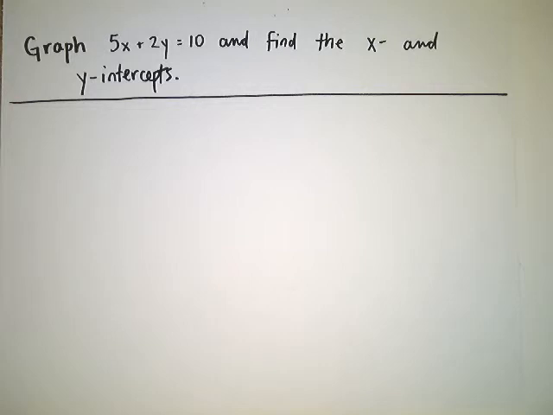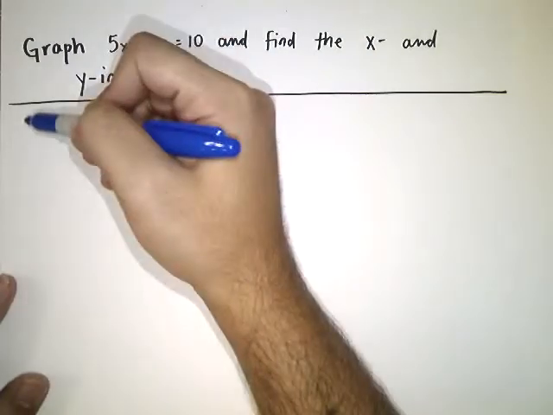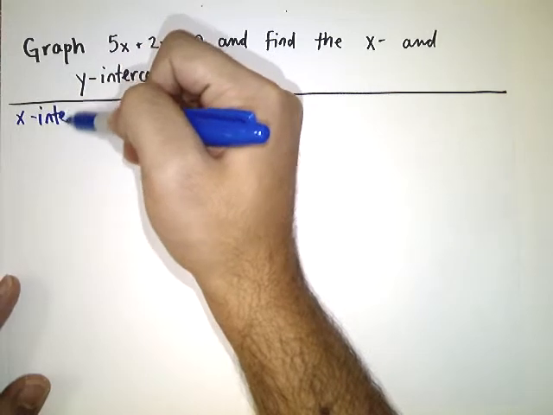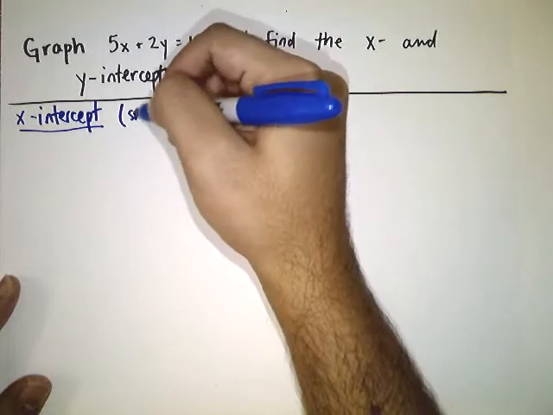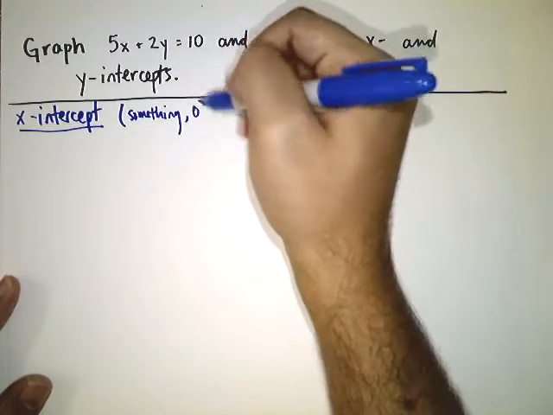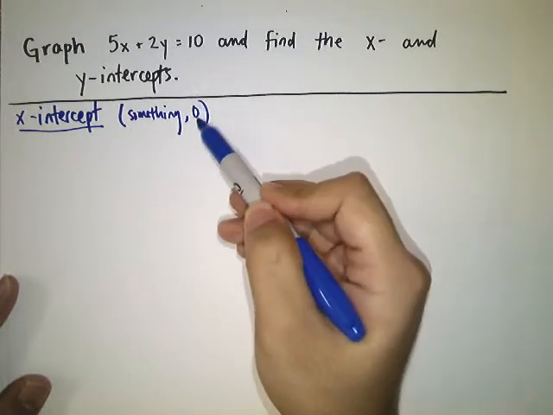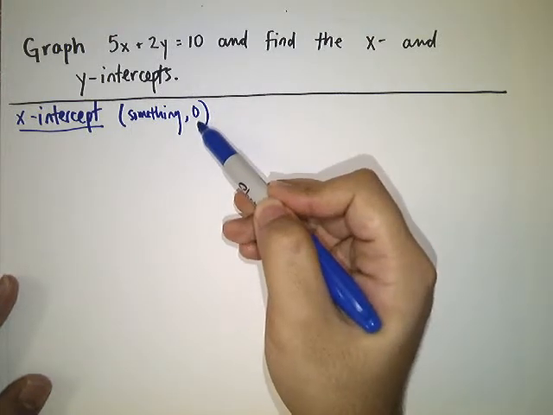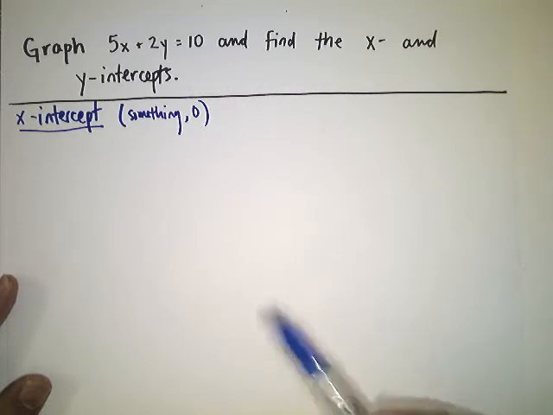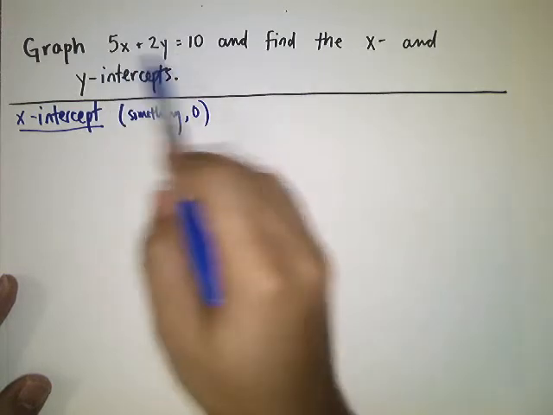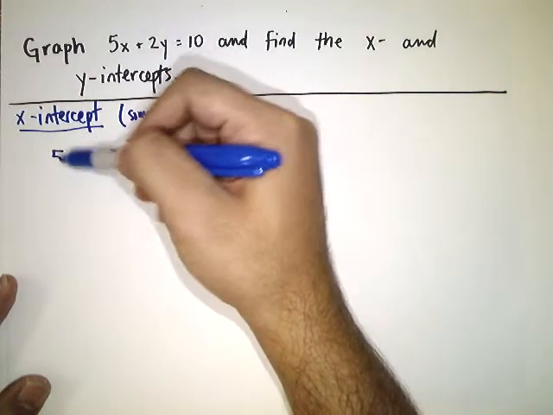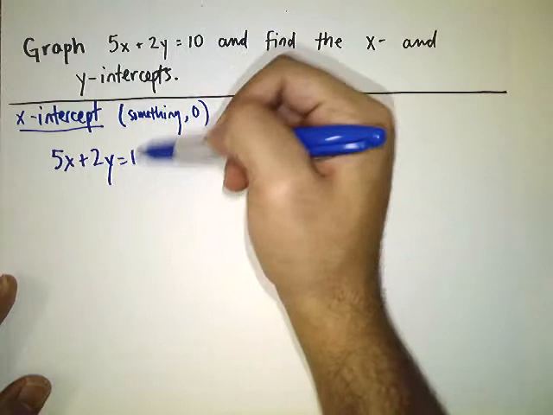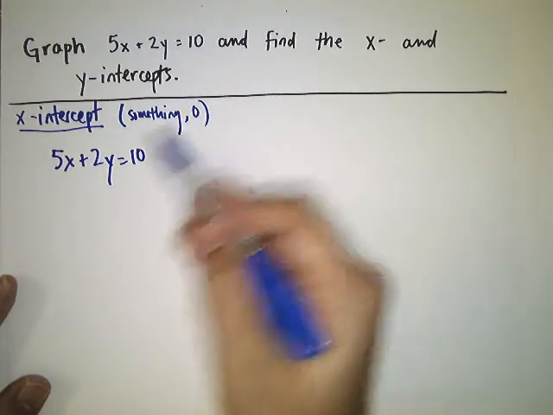So let's see. First things first, I know that the x-intercept will always be in the form (something, 0). That means the y-coordinate of the x-intercept is going to be 0. So if I want to find out what the something is, what its x-coordinate is, all I have to do is take that original equation and plug in 0 for y, and then I'll solve for x. So let's see. 5x + 2y = 10. Let me plug in 0 for y.